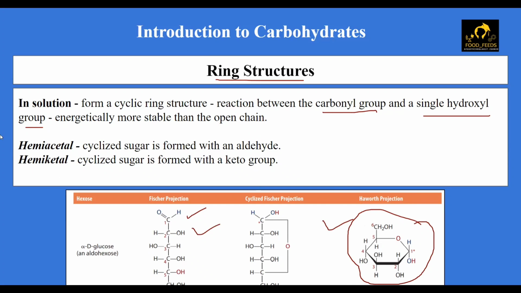Again, similar to the open chain structure, if this ring structure, that is the cyclized sugar, is formed with an aldehyde group, then it is called a hemiacetal, whereas it is a hemiketal for the cyclized sugar which is formed with a keto group. So it's a simple concept. Usually this ring structure is formed whenever the sugar is in solution, and this is much more stable than the open structure.